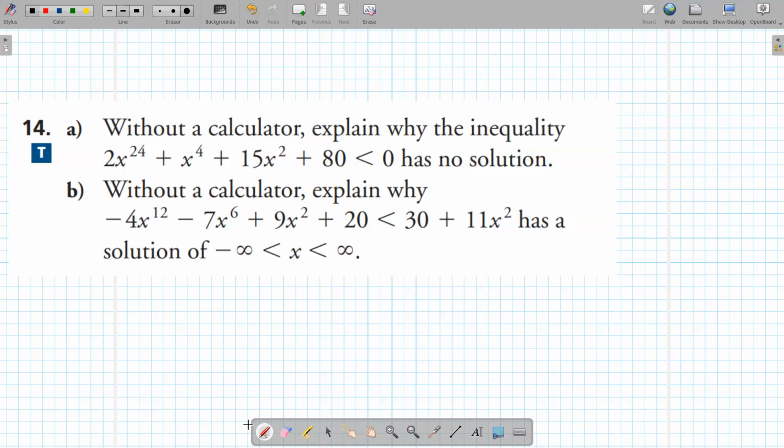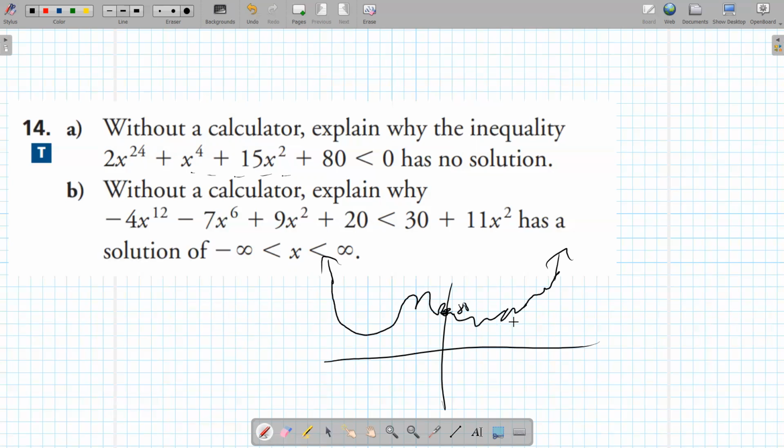What about the second one? So the answer to the first one is this. You see, this is an even degree polynomial, right? Starts here, ends there. What's the y-intercept? It's positive 80, right? So the answer to this is it never crosses the x-axis. That's why it'll never be negative. That's why this doesn't have a solution.